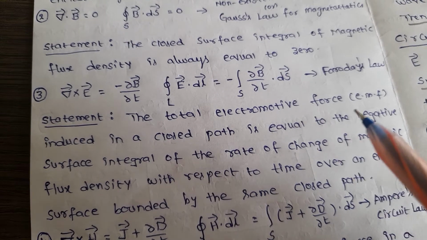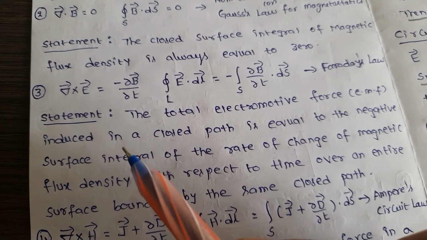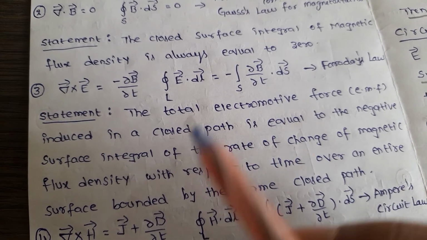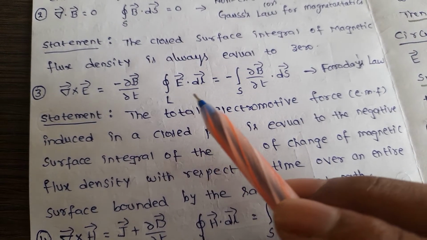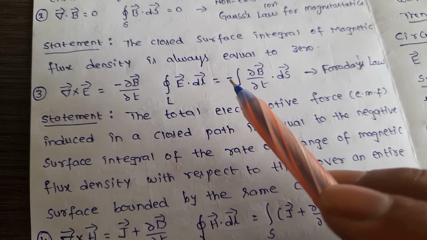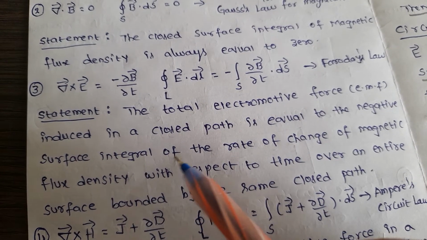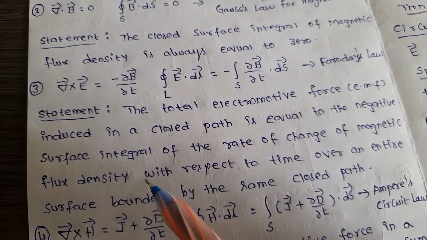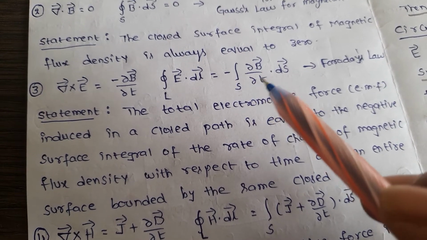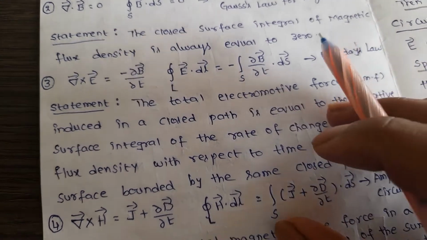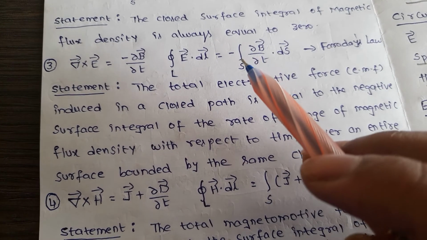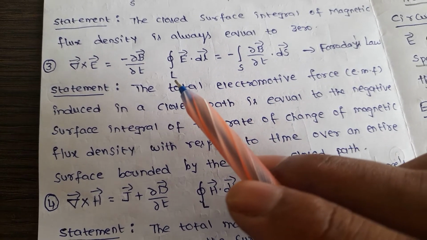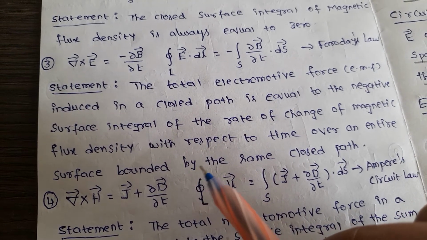The total electromotive force, EMF, V EMF, induced in a closed path is equal to the negative surface integral of the rate of change of magnetic flux density with respect to time over an entire surface. Don't forget, this entire surface is bounded by the same closed path.